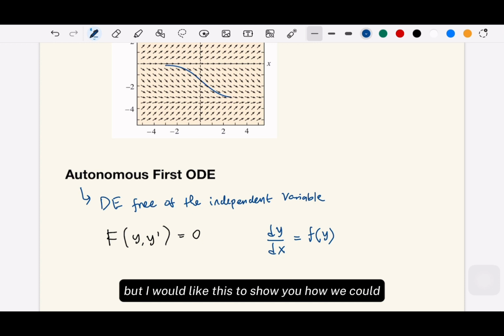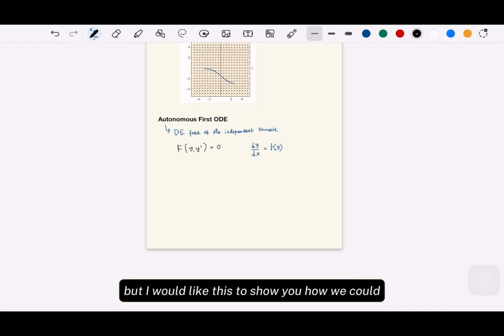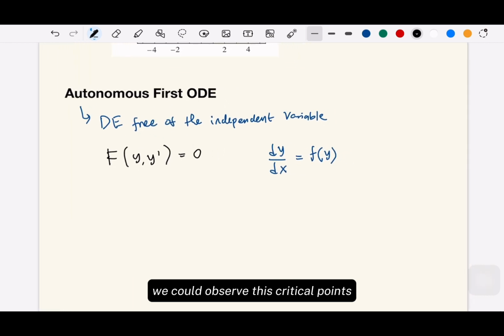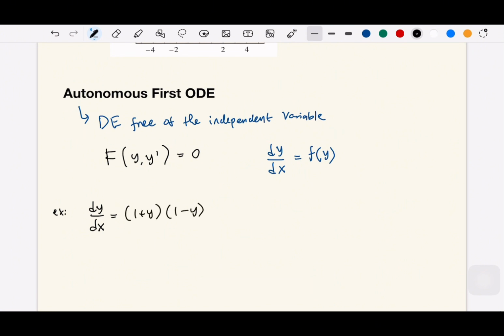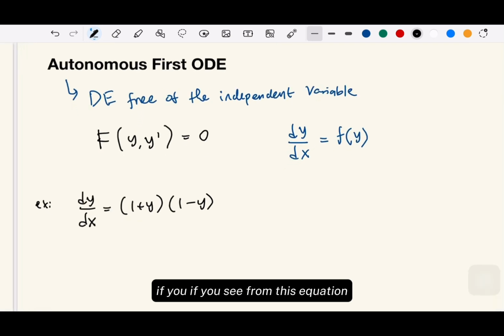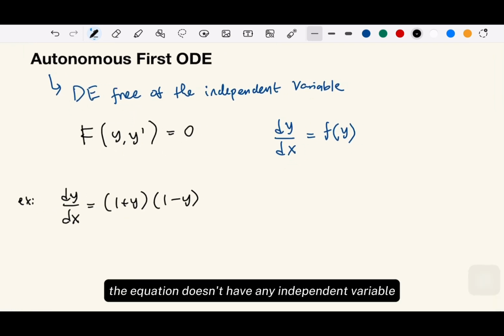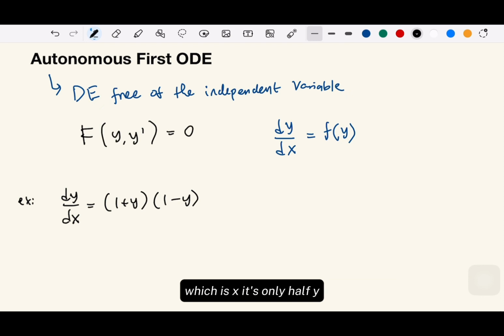But I would like to show you how we could observe these critical points before I describe everything. So let's say we have an example of dy/dx equals (1 + y) multiplied by (1 - y). If you look at this equation, we see that it doesn't have any independent variable, which is x. It only has y. So we could say, okay, this is autonomous.